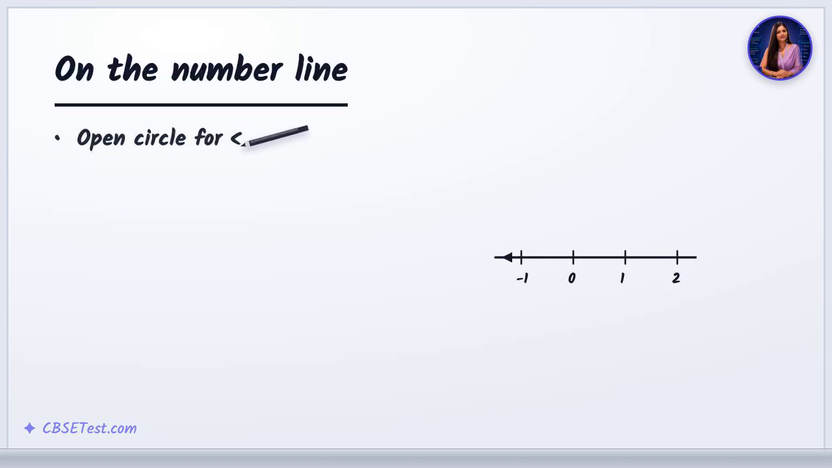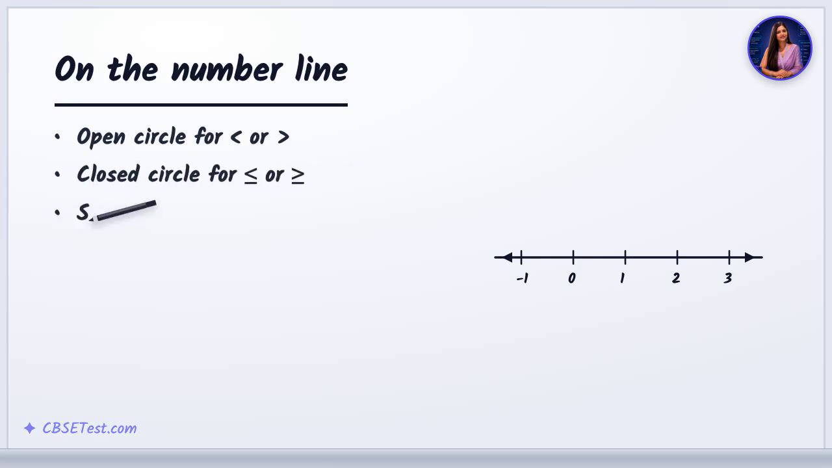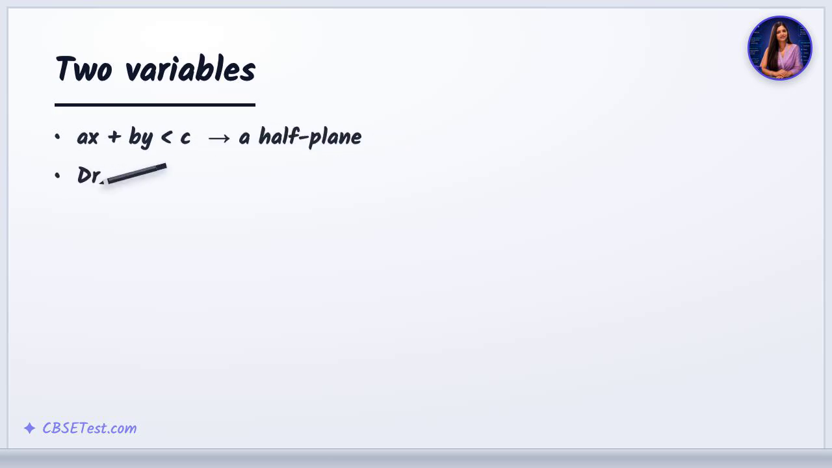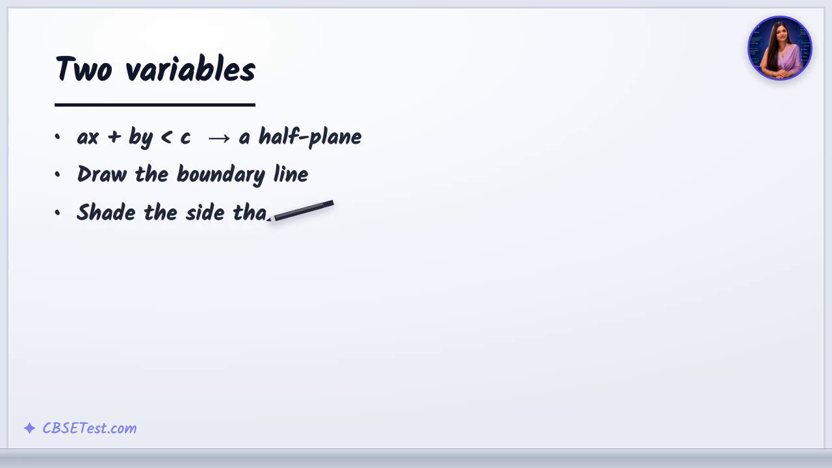On a number line, use an open circle for strict inequalities and a filled circle when equality is allowed, then shade the direction of all solutions. A linear inequality in two variables describes a half-plane. Draw the boundary line, then test a point to decide which side to shade.